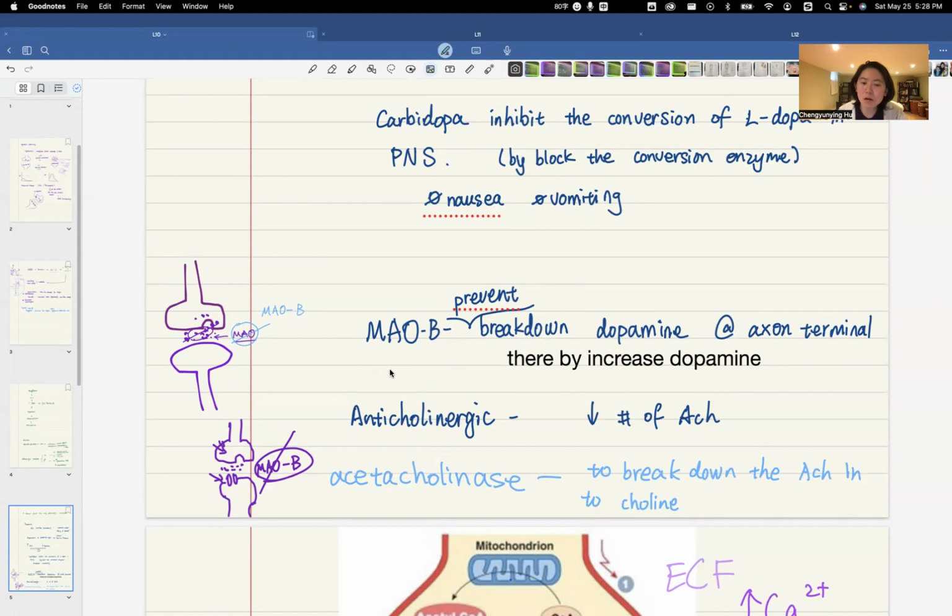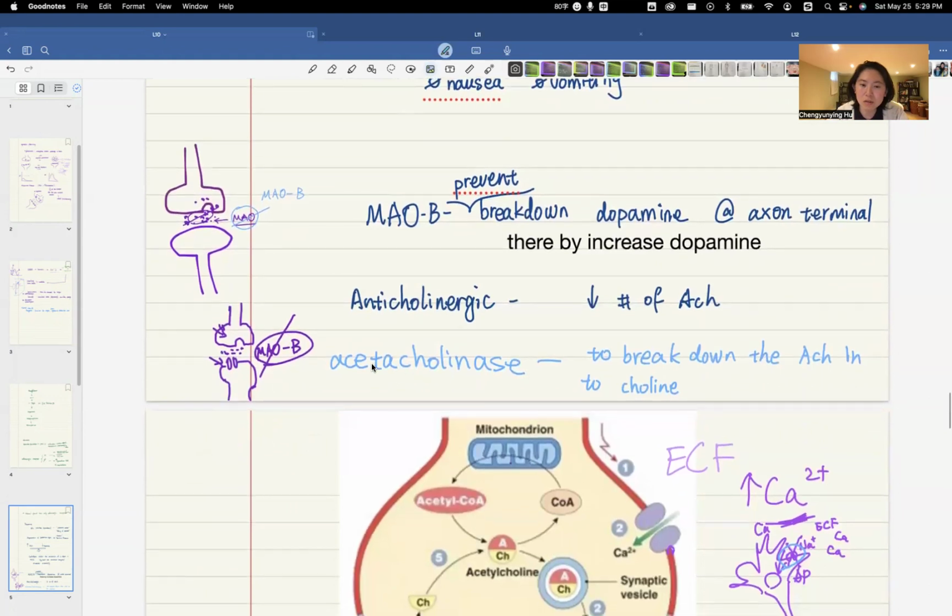Another way to help the Parkinson's patient is to decrease the cholinergic activity, the acetylcholine. How? By using an anticholinergic medication. Or we use acetylcholinesterase to break down the acetylcholine.